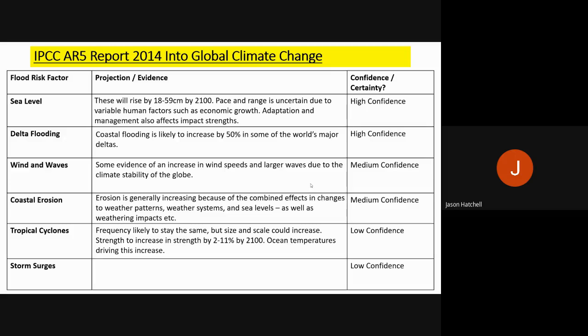Now, ocean temperatures are rising. So that means generally the strength of these is likely to increase. The higher the ocean temperature, the more intense the storm.